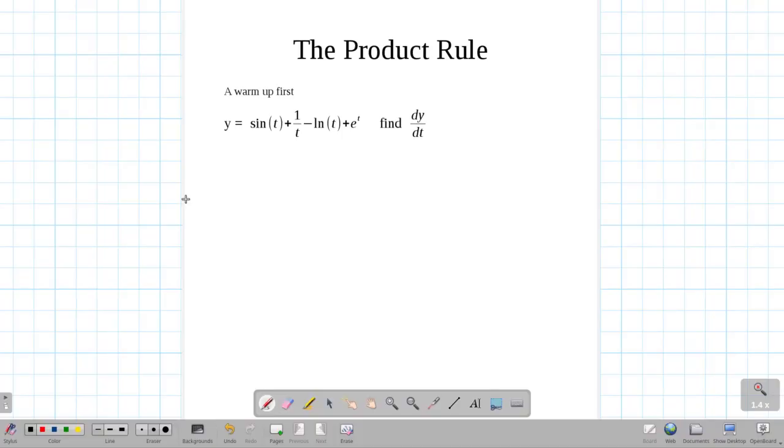Hello, greetings. Today we're going to have a look at the product rule, and to begin with I just want to do a little warm up to get the brain in gear. We're going to have a look at this formula in front of us and solve it, and find the derivatives of it.